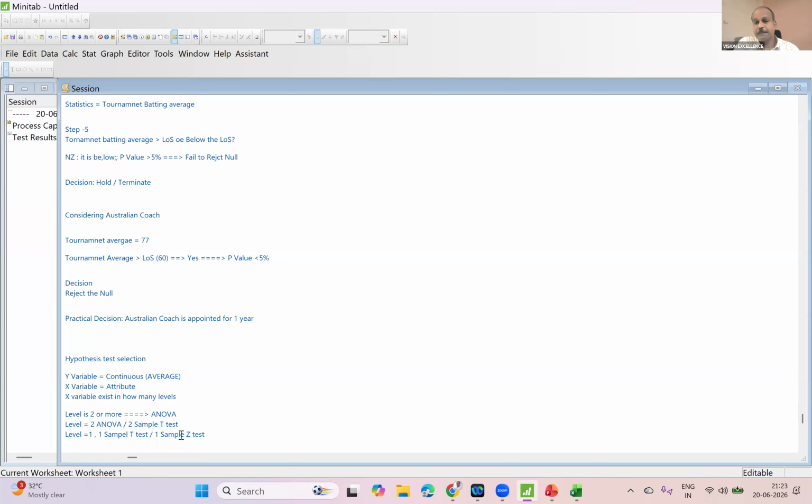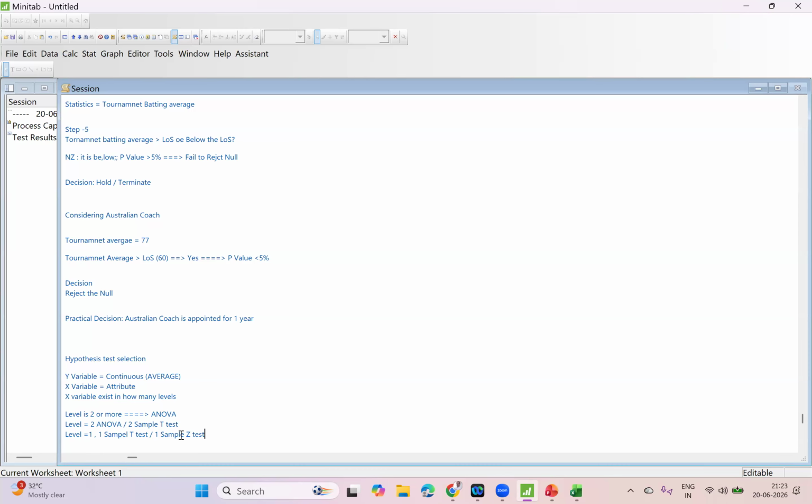Now, when to go for ANOVA? When the X factor you are studying is an attribute, and it has more than 2 levels. Two or more levels. Yes. I will give an example.